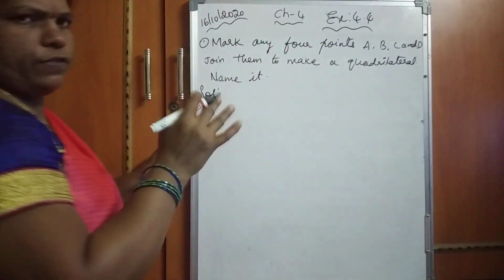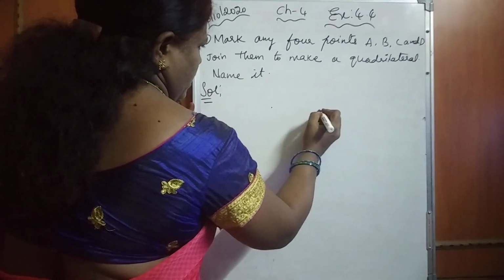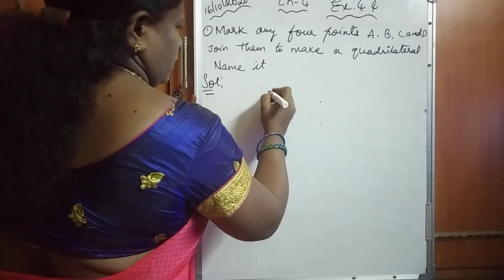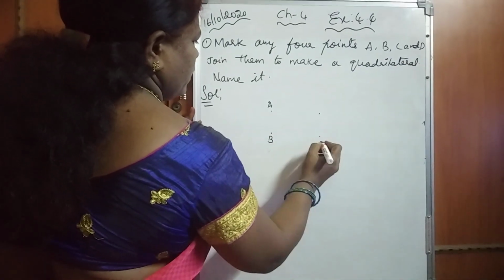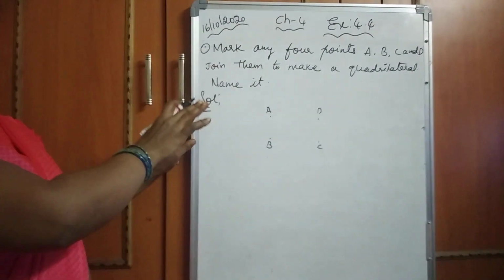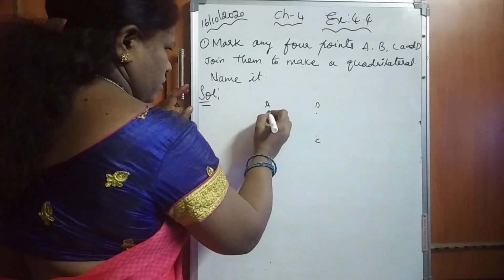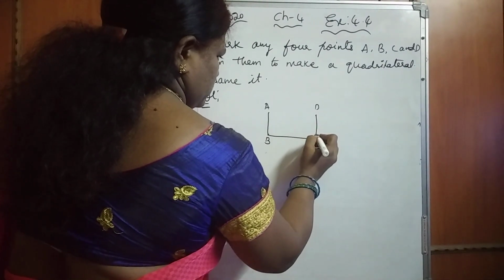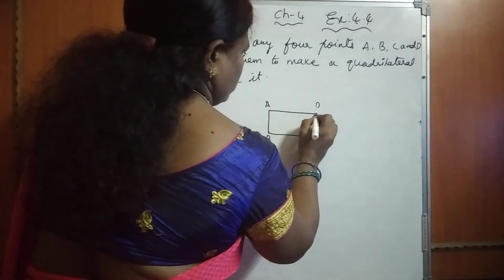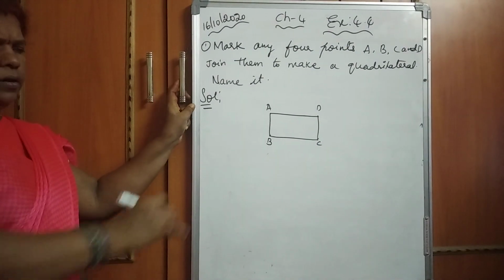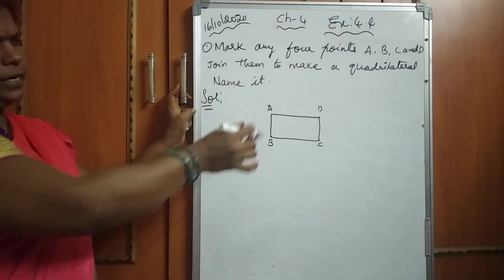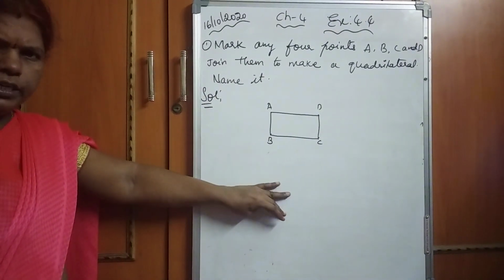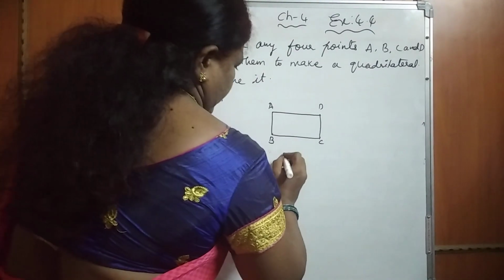Mark any 4 points. First we'll mark 4 points A, B, C, D. Now I'll join all the points. B to C, C to D and A to D. A, B, C, D are the 4 points. I marked 4 points and joined all the 4 points. Now what figure I got, children? I got as rectangle.